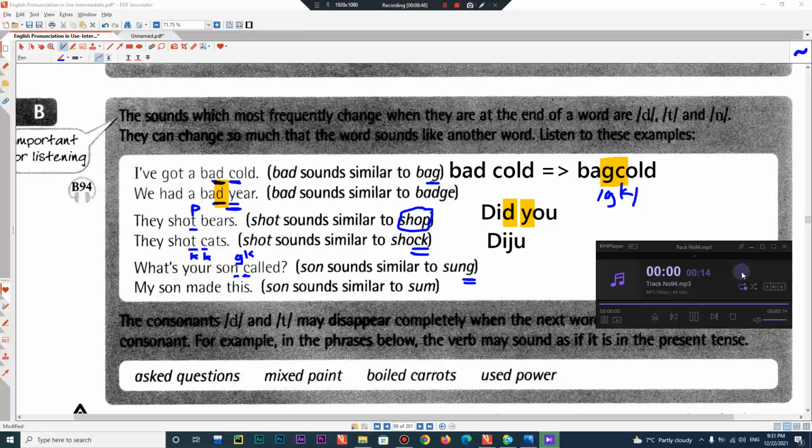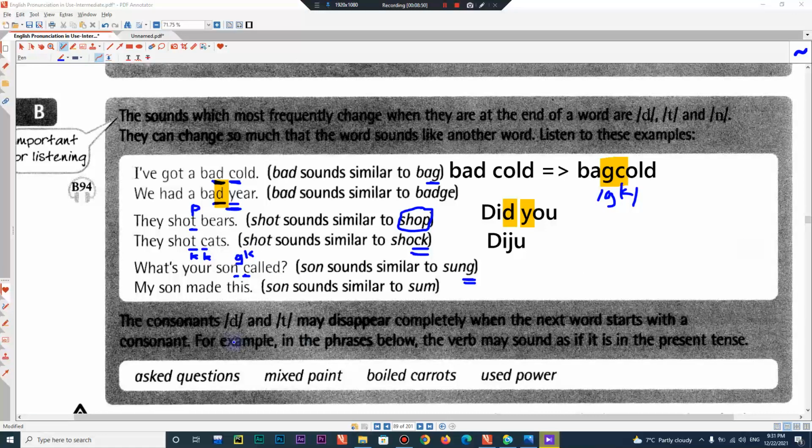My son made this. So here the n is close to m, but you can also change it to another m sound and get a double m. So you can say my son made it. My son made this. It means my son made this. So it's pronounced like this.